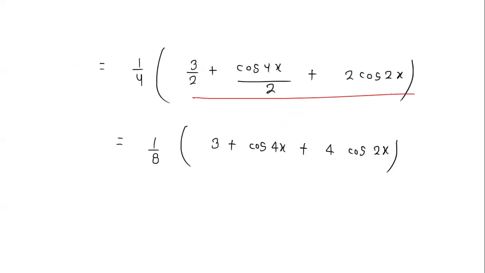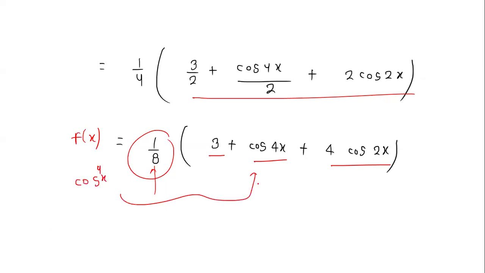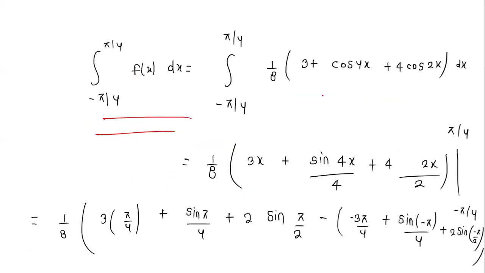Now after simplifying you can write in this way, and then you can take a half outside, and here it will become 1 by 8. Here we have 3 plus cos 4x, and here we have 4 times cos 2x. So this is the value of f of x. So we convert this cos of x power 4 into this thing. Now we can easily integrate this thing.